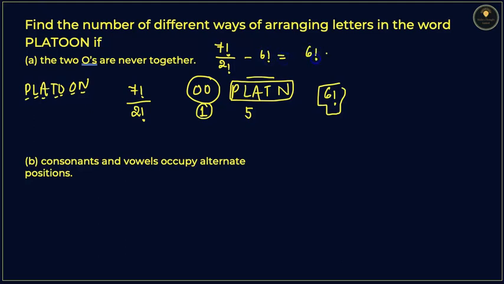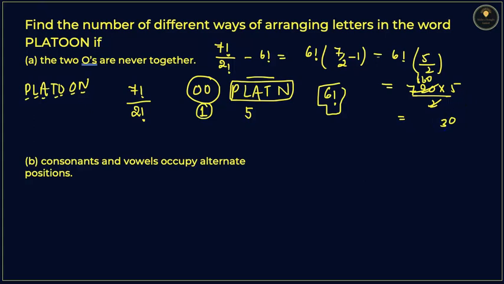Once you solve this, you will get 6 factorial times (7 by 2 minus 1), which is 6 factorial times (7 minus 2) by 2, that is 5 by 2. So that is 720 multiplied by 5 divided by 2, so you get 360 multiplied by 5. 5 times 6 is 30, so you write 0 and carry 3. 5 times 3 is 15, 15 plus 3 is 18. So the answer is 1800.